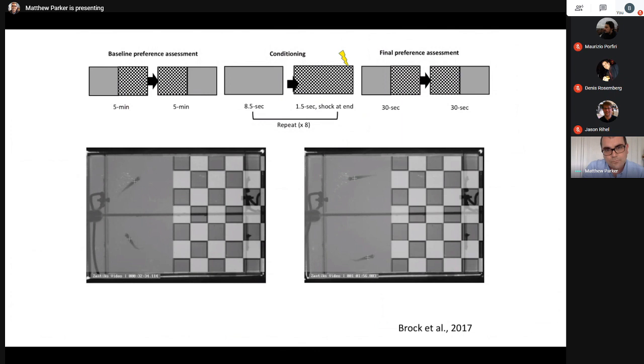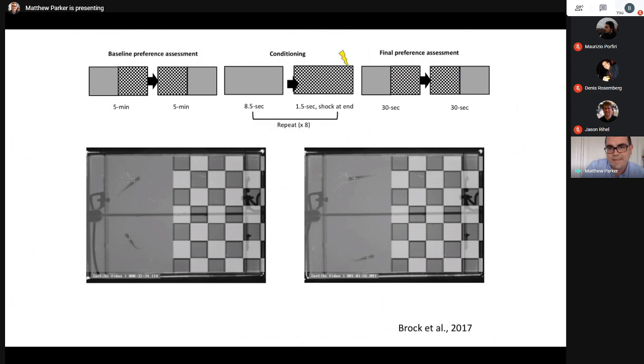What we do then is we carry out a Pavlovian conditioning protocol whereby we condition the fish 8 times. They will have a completely grey screen for 8.5 seconds, followed by a 1.5 second presentation on the entire screen of the check stimulus. And at the end of that 1.5 seconds, there's a very brief electric shock. And we repeat this 8 times, as I say. Then afterwards, we test whether the fish has learnt about that particular conditioned stimulus by looking at their position.